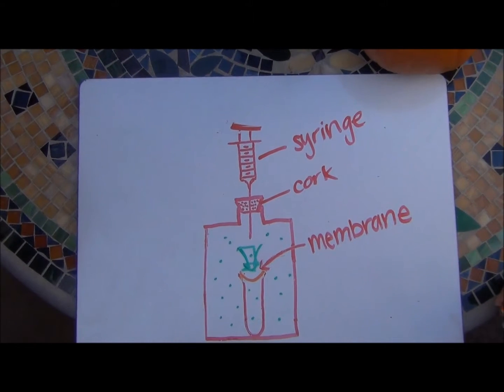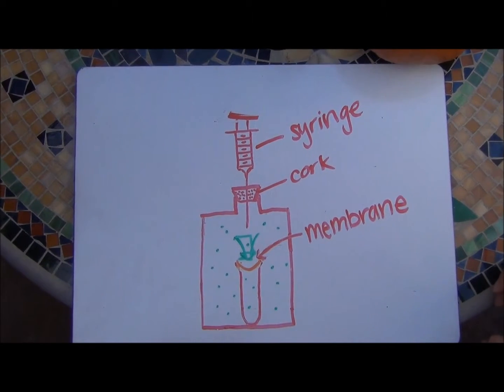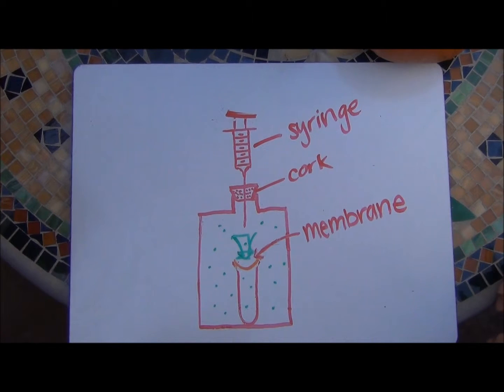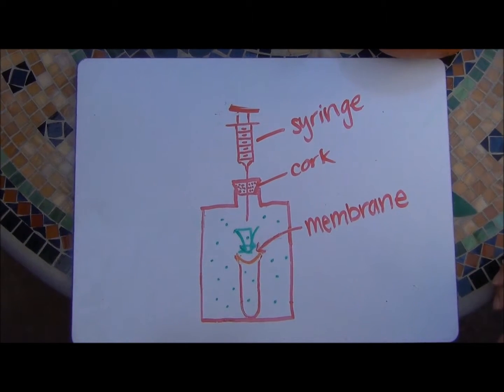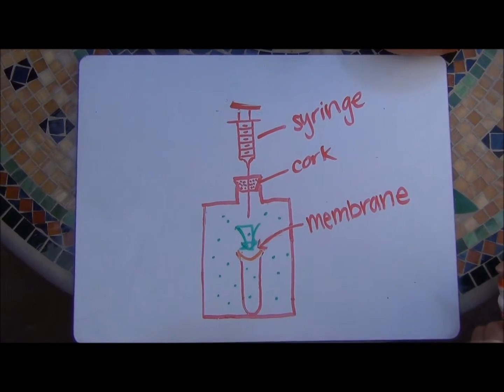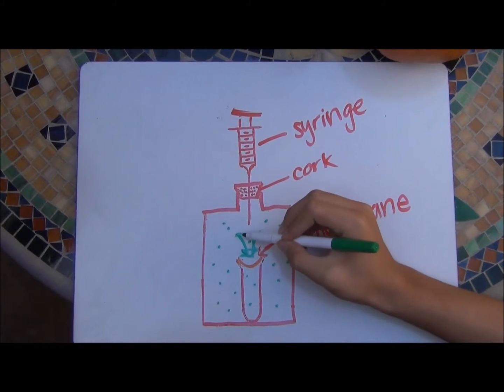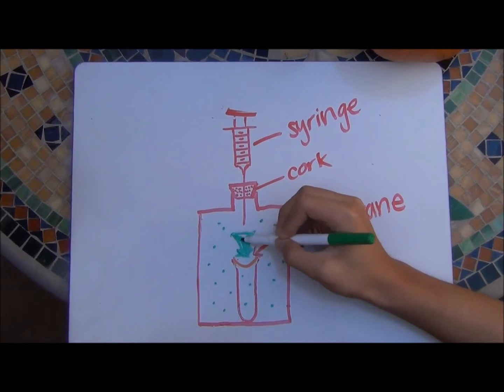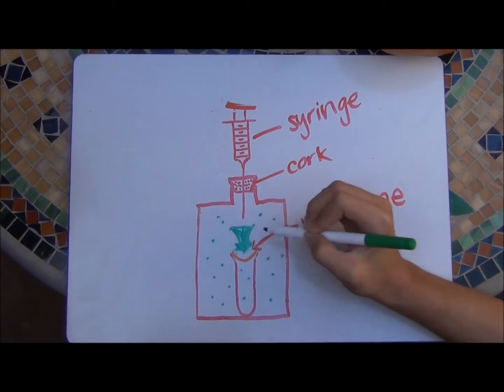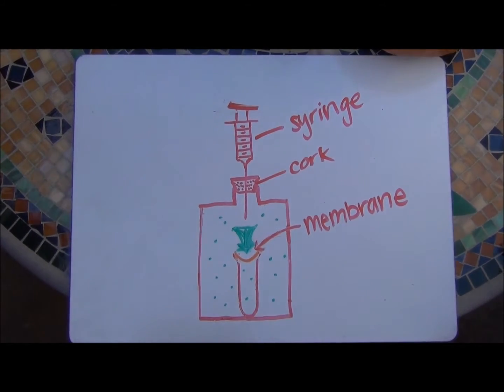Then part B asks, if you stop pushing the syringe down but continue to hold it in for a few seconds, what happens to the membrane? And the membrane would stay concave like that because the air pressure would still be greater on the outside of the test tube than it is on the inside of the test tube. And that is the discussion question number 1.